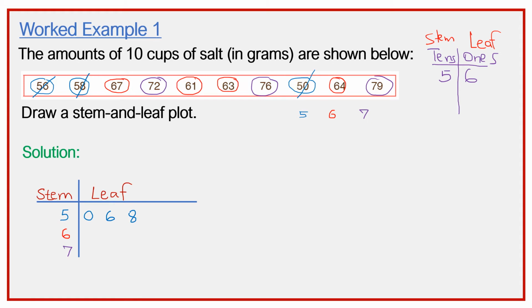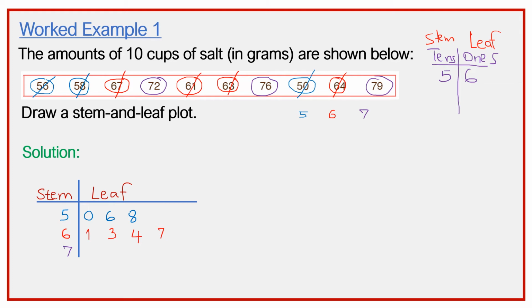60s, I have 67, I have 61, 63, then 64. So I begin with 61. So I write 1. Next, I should go to 63. I write 3. Next, I should go to 64. I write 4. Next, I should go to 67. And I write 7. Okay?